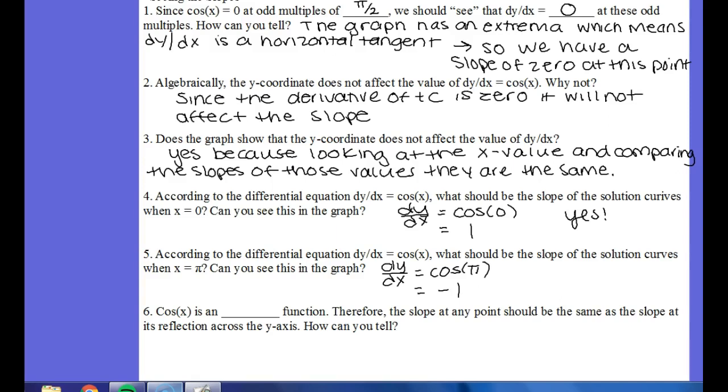So the cosine x is a what function? Do you remember if it's even, odd, or neither? It's even. Okay. So cosine is an even function. Therefore, the slope at any point should be the same as the slope at its reflection across the y-axis. How can you tell? Remember the even, odd, and neither rules. An even function has that if you put in negative x, you get the same as positive x.